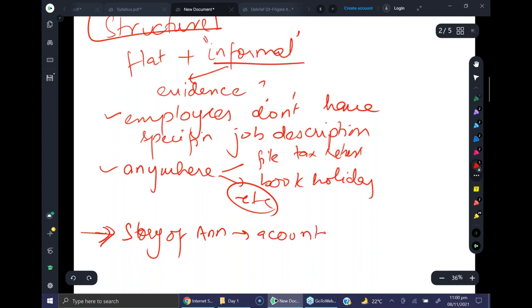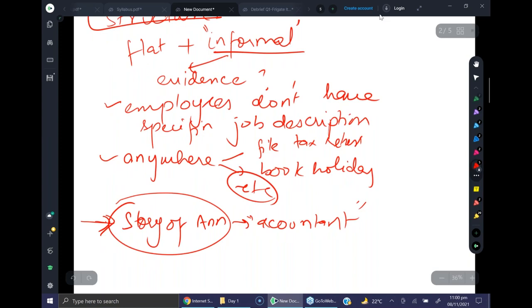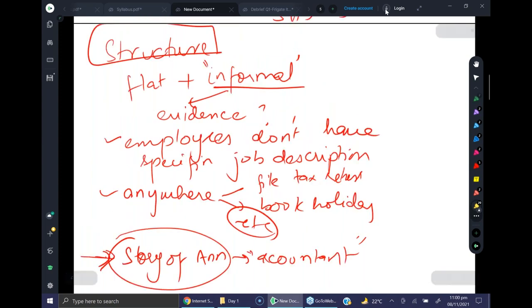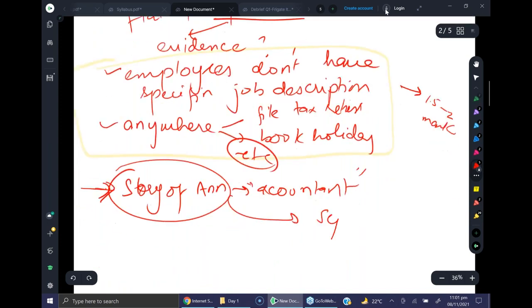So she was hired to fix the things, but eventually she wasn't treated well. His organizational chart was torn off and she was asked to leave the company. That entire story in 2-3 lines or 4 lines you'll have to write, and that becomes a separate point. Now please note everyone that employees not having job description and made to work anywhere is a separate point worth 1.5 to 2 marks. And the story of Anne is a separate point.